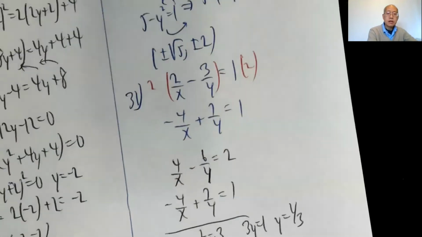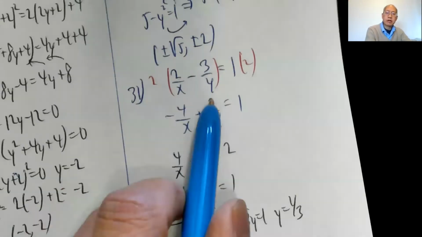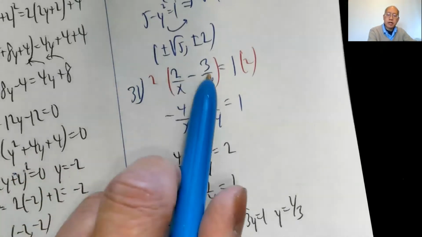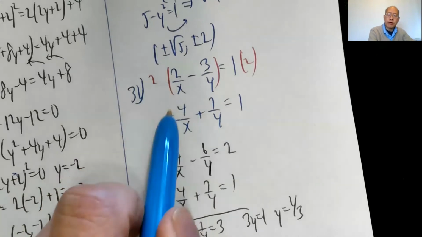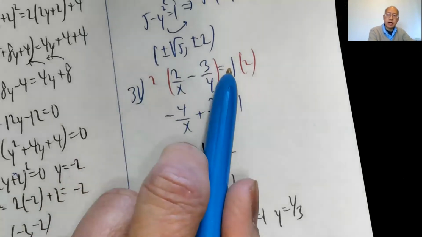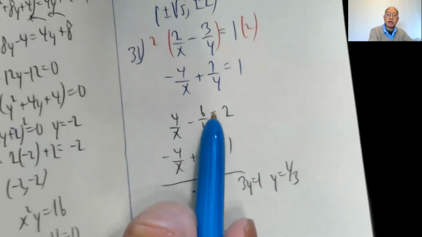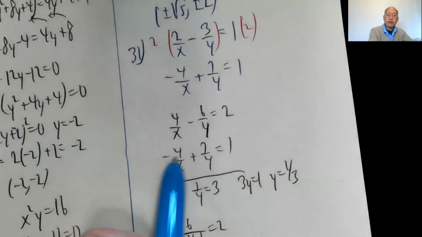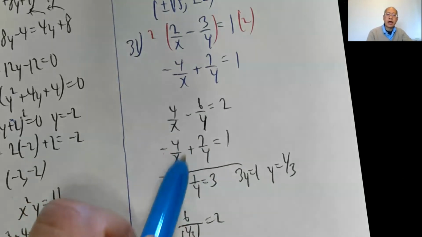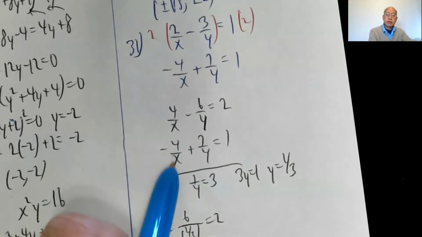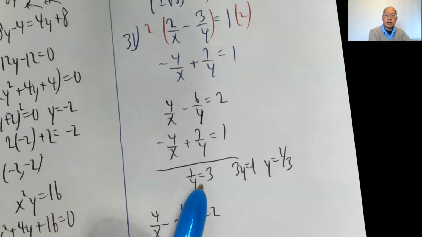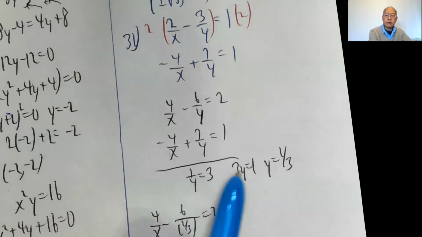31 looks a little bit clumsy because of the fraction. But I notice if I multiply the top equation by 2, that gives me 4 over x. So when I add this, they'll cancel out. So the top equation multiplied by 2, 4 over x minus 6 over y equals 2. Negative 4 over x plus 7 over y equals 1. Add them up. That drops out. 1 over y equals 3. Multiply by y. 3y equals 1, divided by 3. Y is 1/3.